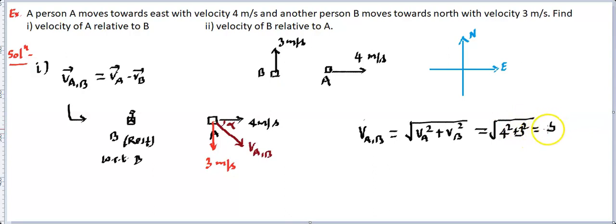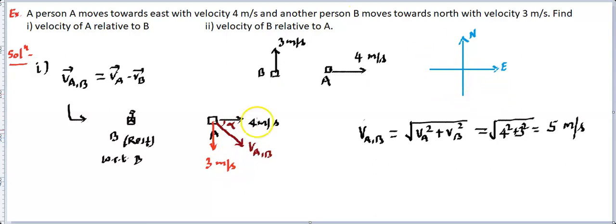So that becomes 5. That means for person B, A will appear to move with a velocity of 5 meters per second. Whereas the person on the ground was finding that B is moving with 3, A was moving with 4. But this relative velocity came out to be 5. Moreover, for observer B, A will not be appearing to move towards the east direction. Rather, its direction will be somewhere there, so that's the final direction.